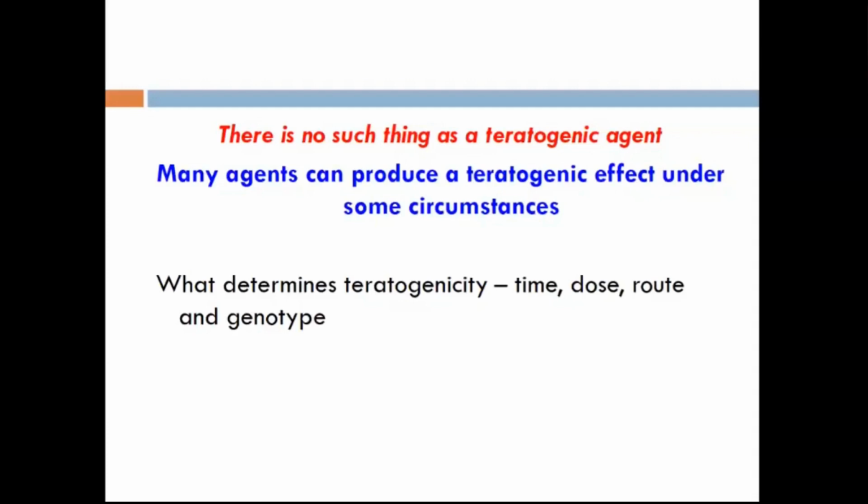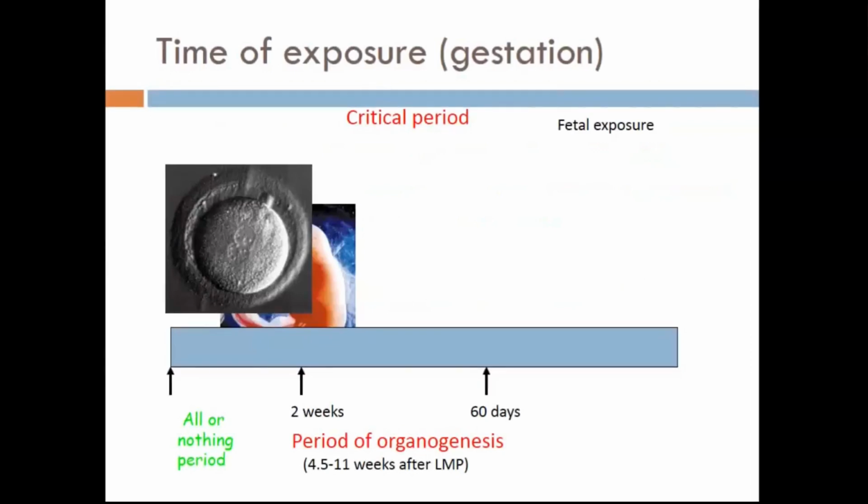What determines teratogenicity is time, dose, route, and genotype of the organism, right? The most important is time. If somebody tells you that I had this drug at this time, up to 2 weeks, it is called the all or nothing period. Either the baby will get aborted or nothing will happen, right?